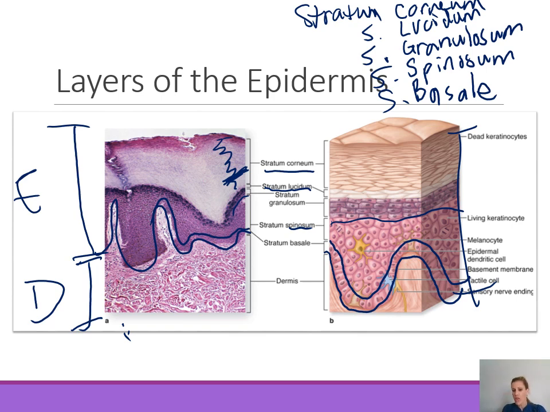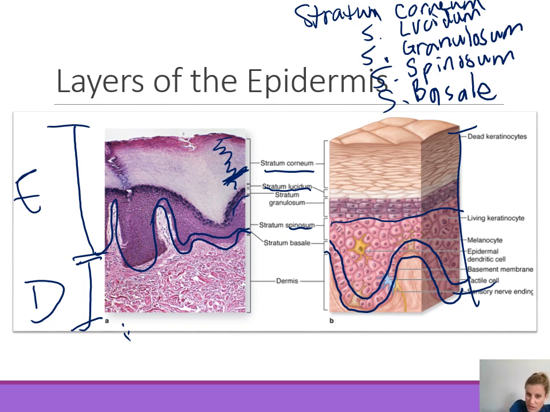The reason we call it the stratum spinosum is that when you dry out the skin to make a slide to look at it, the cells start to look kind of spiny, because parts of them shrink up, and so they called it spinosum.